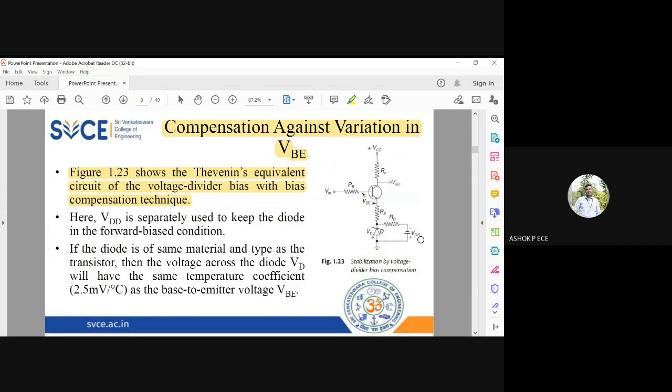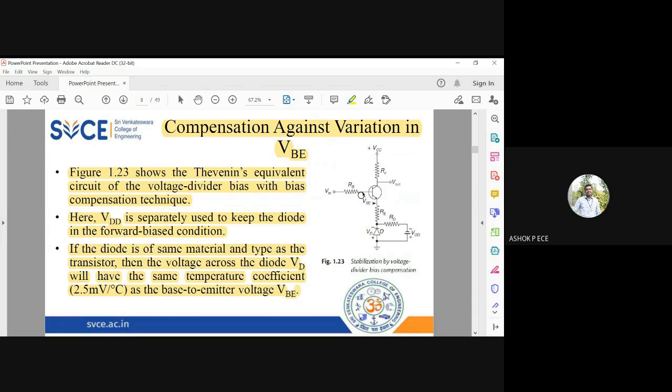Okay, by this VDD. Assume that the diode is made of the same material as the transistor. Transistor and diode are made up of the same material. If the transistor is made up of silicon, the diode is also made up of silicon. If the transistor is made up of germanium, the diode is also made up of germanium. Okay, so that I'm going to ensure that if the diode is the same material and the same type as the transistor, then the voltage across the diode, VD, will have the same temperature coefficient as the VBE.